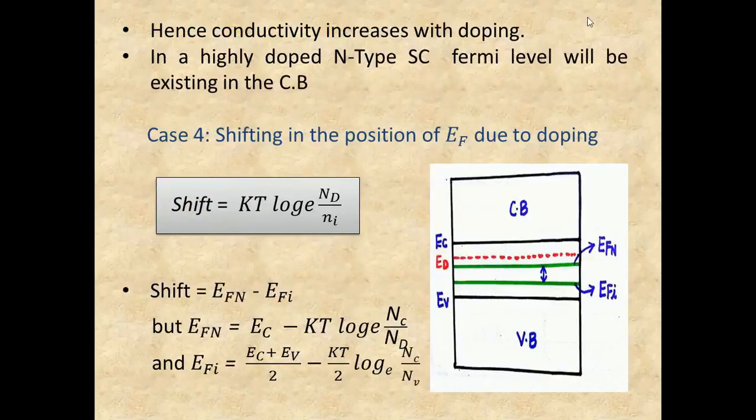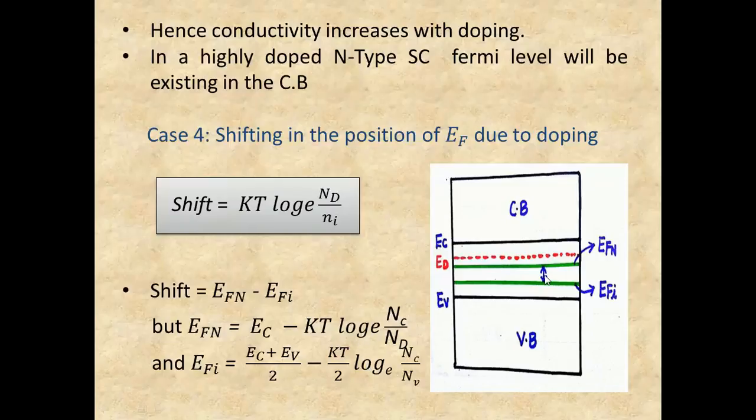Okay, so now case 4 is the shift in the position of Fermi energy due to doping. How doping makes a difference in the shifting position. Shift is always given by this formula. Okay, shift is kT times this. Everything is mathematical. You have to remember it.